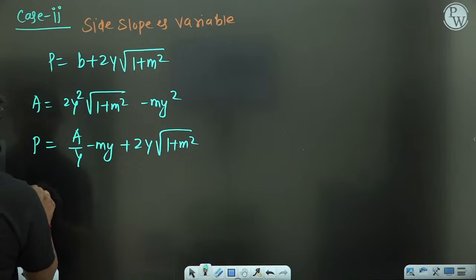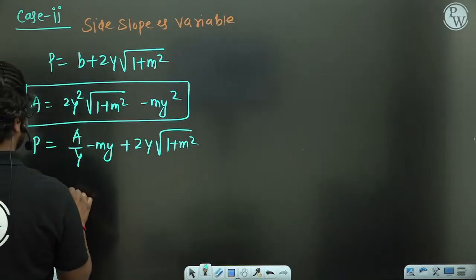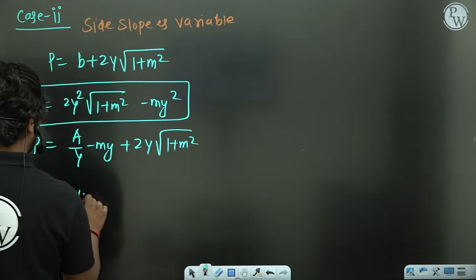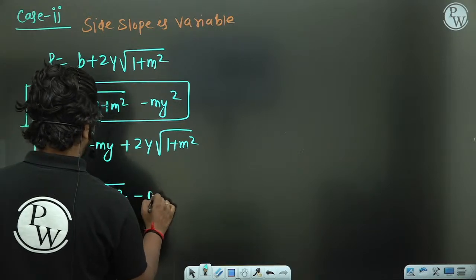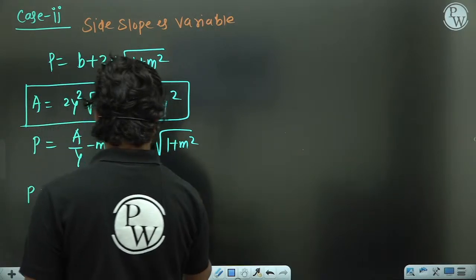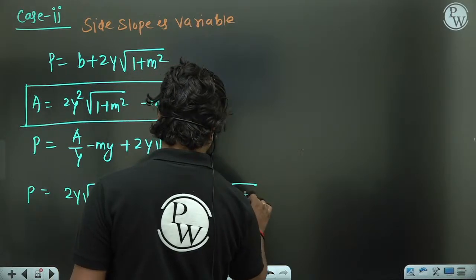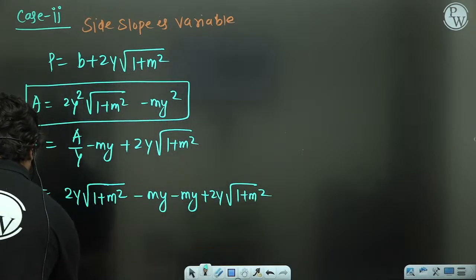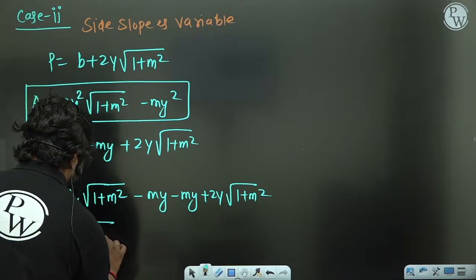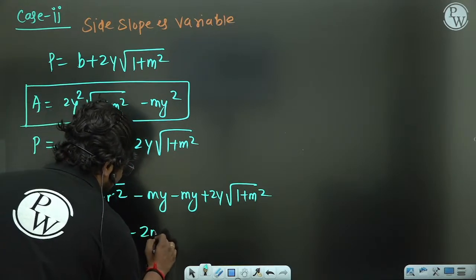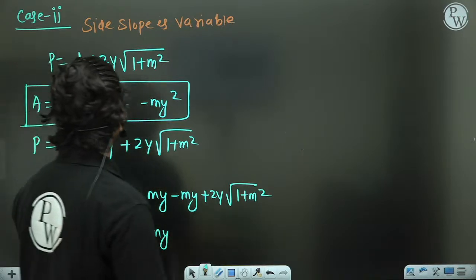Now in place of A, I am putting this part. So this becomes 2y root under 1 plus m square minus my, plus 2y root under 1 plus m square. So ultimately the perimeter we are getting here is 4y root under 1 plus m square minus 2my. This is the perimeter we are getting.